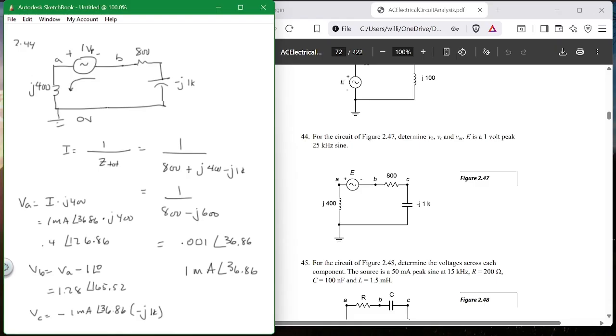Okay, I'm just going to say 0.001 angle, because the minuses cancel each other out, times 1,000 I equals, option down, 1 equals, star equals, so VC is equal to 1 at angle 126.86. That's VC.